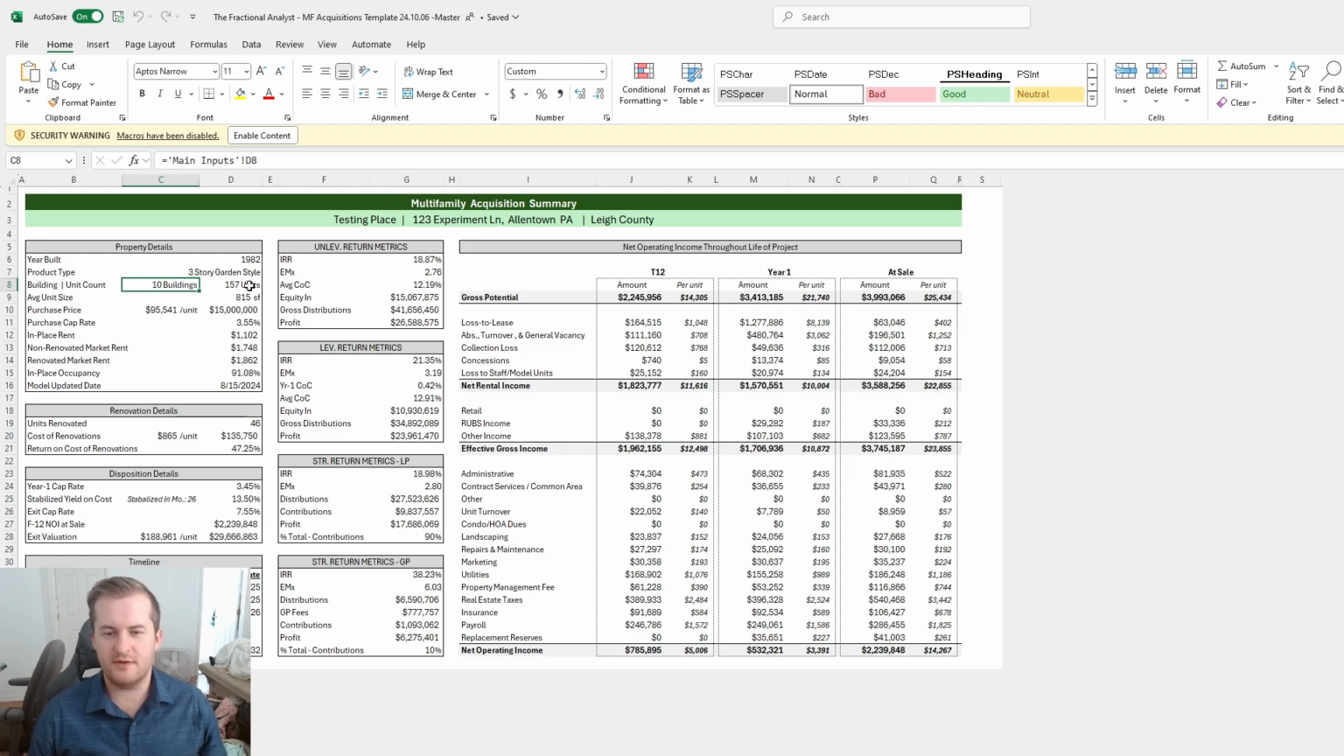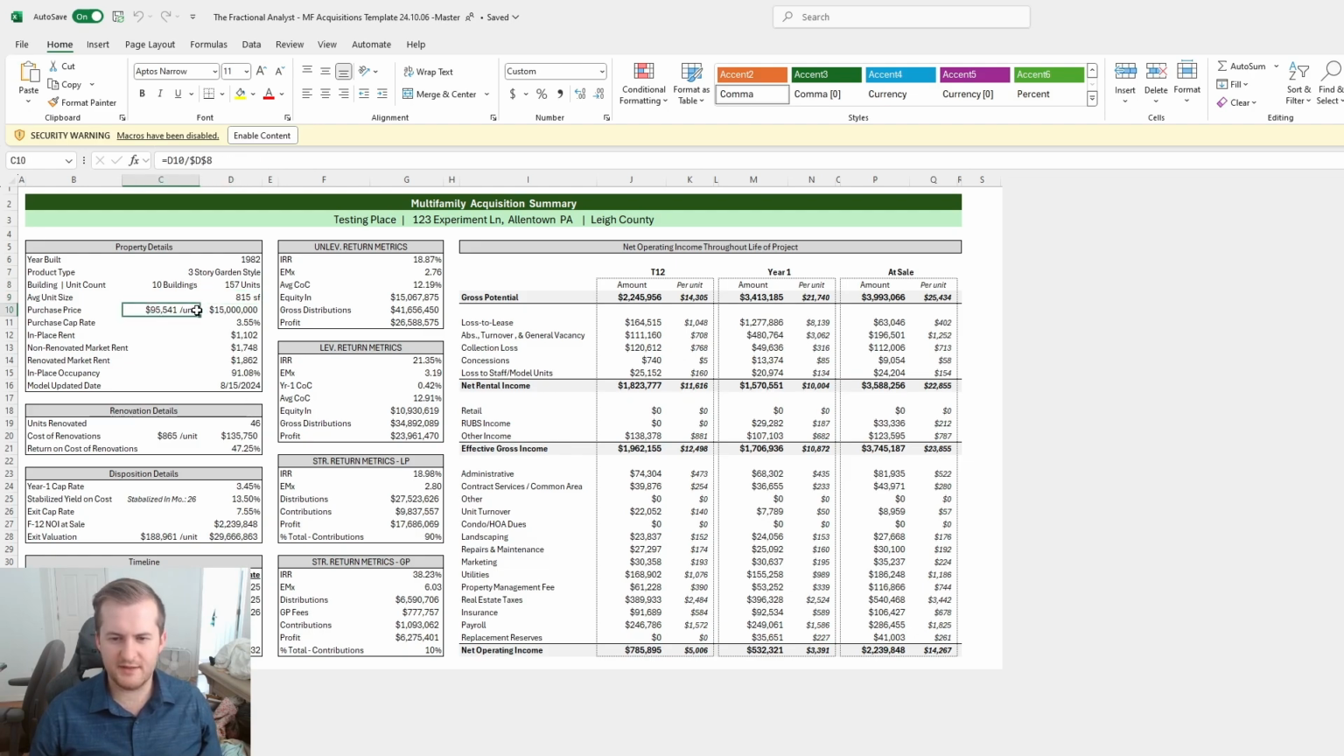Spread across 10 buildings, 157 units, so about 16 units per building. You can imagine 5 to 6 units on each floor, spread across 10 buildings. So pretty typical for what we're seeing around the Orlando area in Florida. Average unit size is 815 square feet. I'll come back to valuation here in a second.